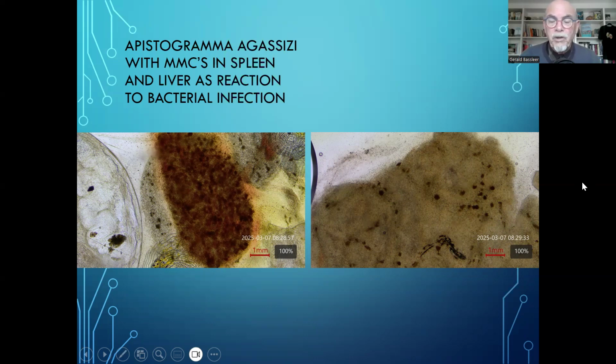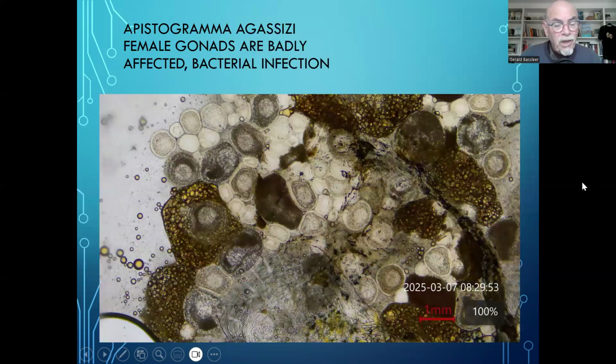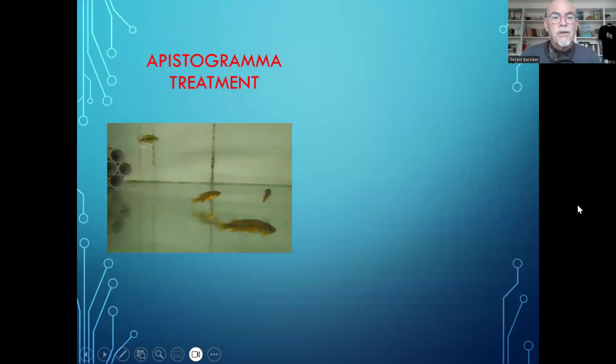It's all bacteria. And at the same time, this was a female dwarf cichlid apistogramma that had very bad gonads. See the female gonad, you see some of the eggs are still good, but some are very badly infected by the bacteria. So that female apistogramma was badly sick.